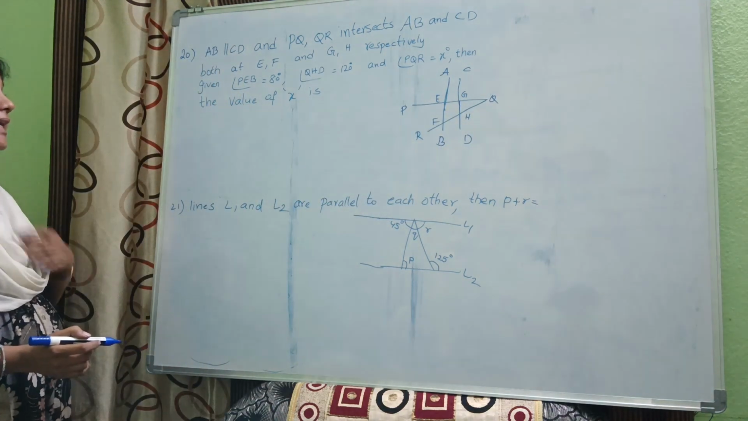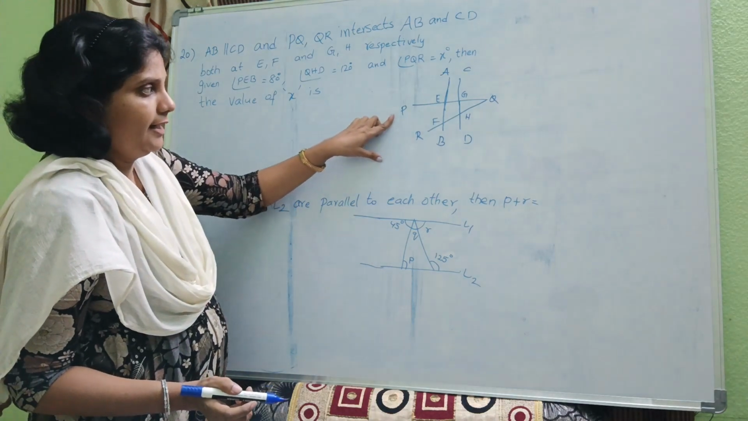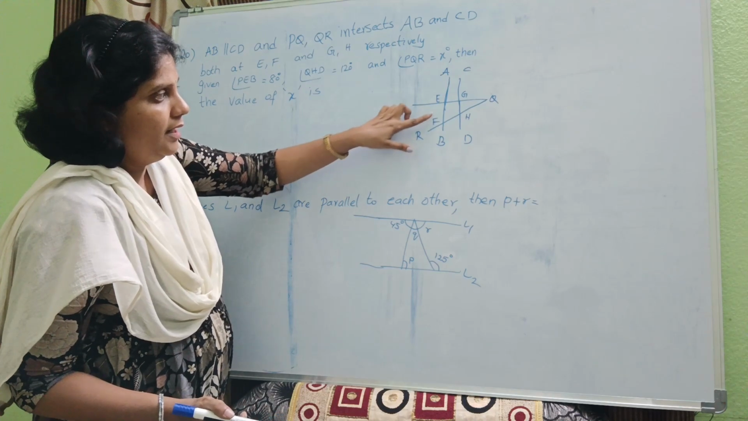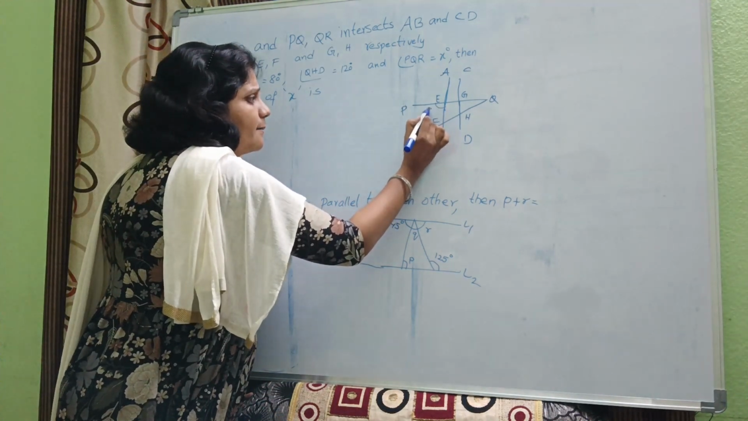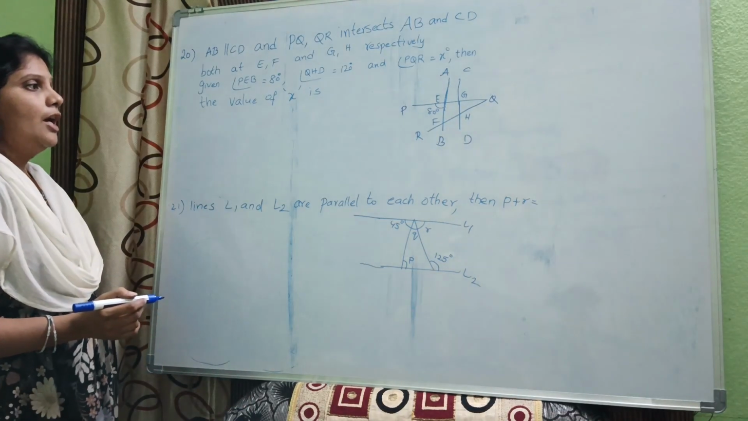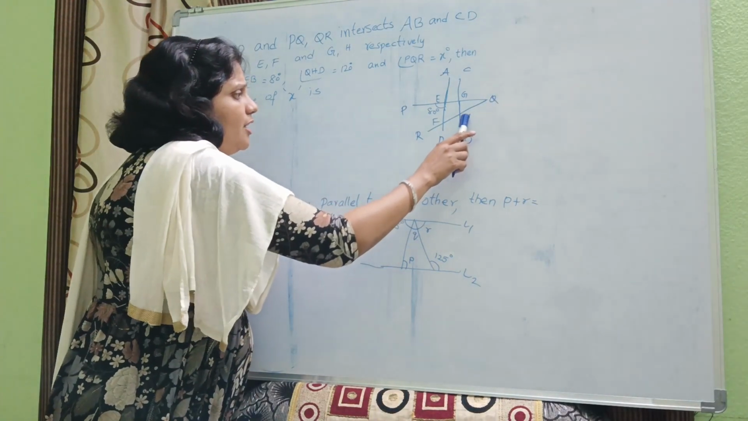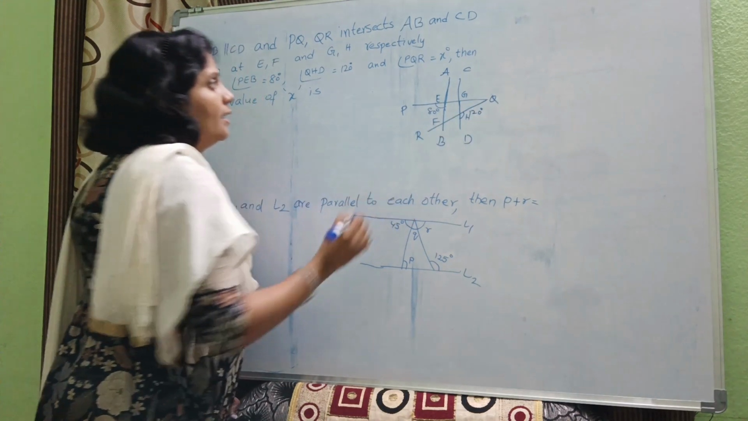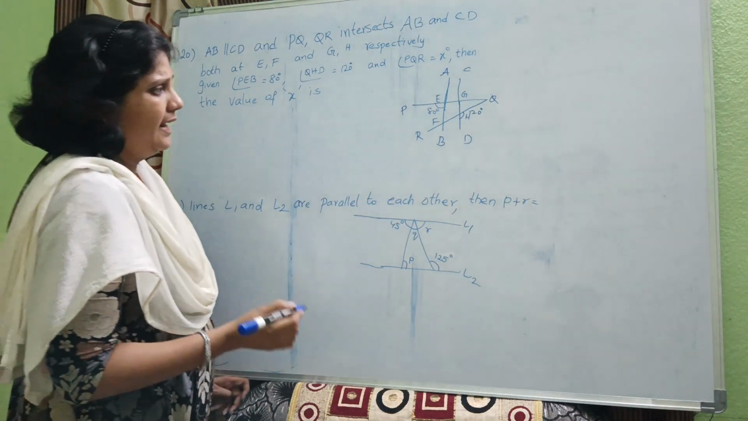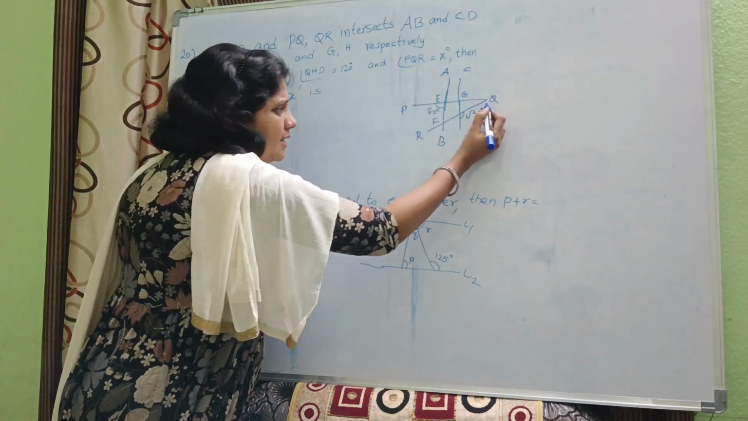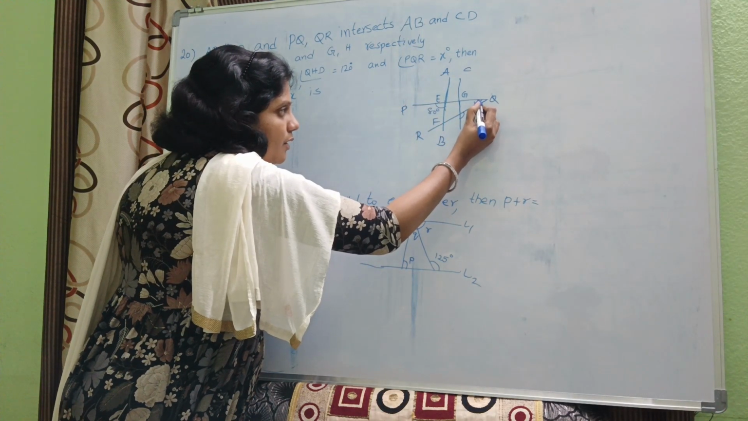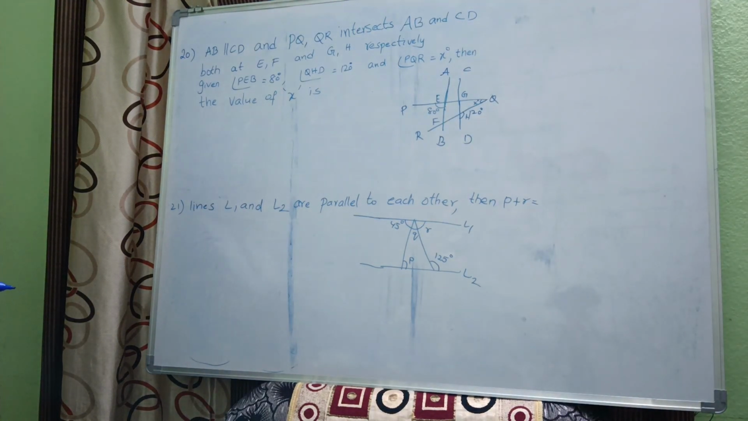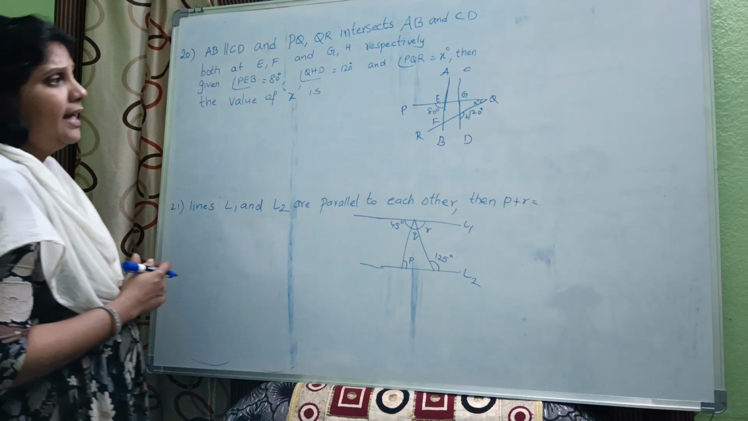What is given? Listen carefully. Angle PEB means this angle, and it is given as 80 degrees. Now QHD is given as 120 degrees. Now what is the value of PQR? PQR is x degrees. Then how can we find x degrees?